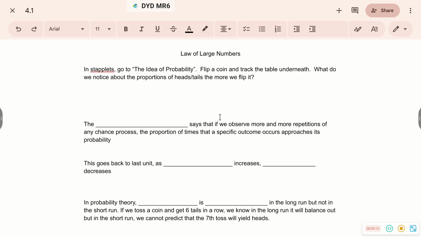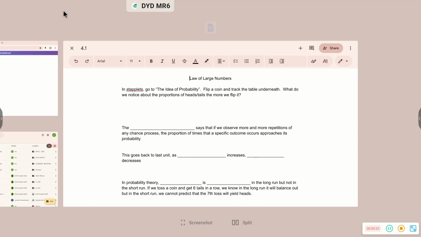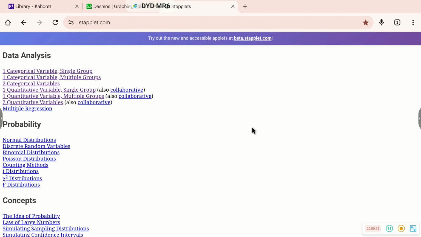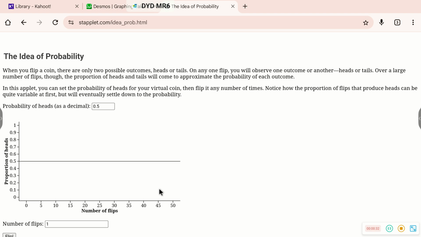So what we're going to do is first start off in StatKey applets. I want you guys to try this out and experiment with it for yourself. We're going to go to the applet on the idea of probability, and we're going to flip a coin and look at the table underneath. If we flip a coin, there are two possible outcomes, heads or tails. On any one flip, you'll observe one outcome or another. Over a large number of flips, the proportion of heads and tails will approximate the probability of each outcome.